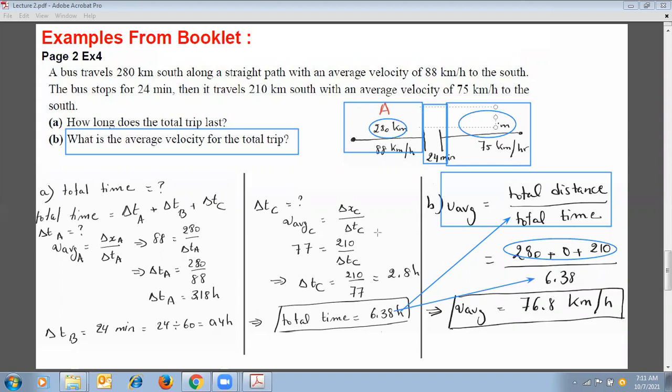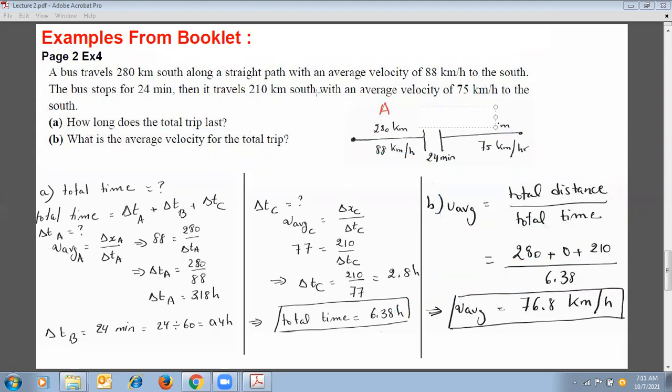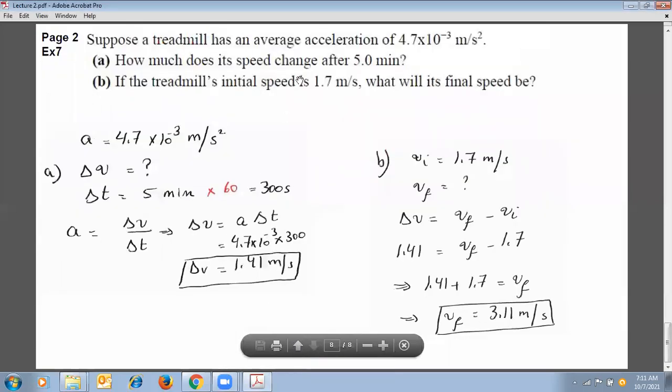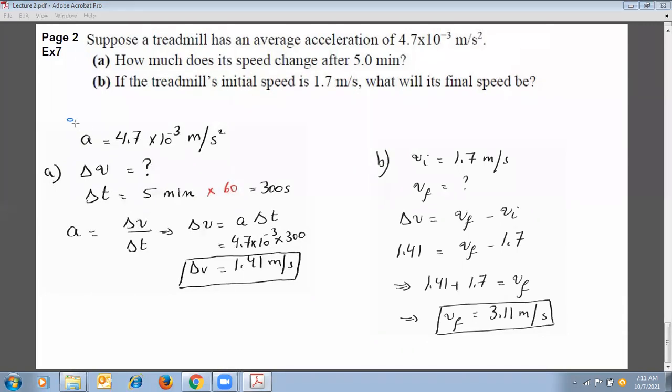Okay, so such a problem is called a several-section problem, and these are very common in exams. Let's do another problem and include acceleration. So number 7, page 2. Suppose a treadmill has an average acceleration of 4.7 times 10 to the power minus 3 meters per second squared. So this is the given acceleration. How much does its speed change after 5 minutes?